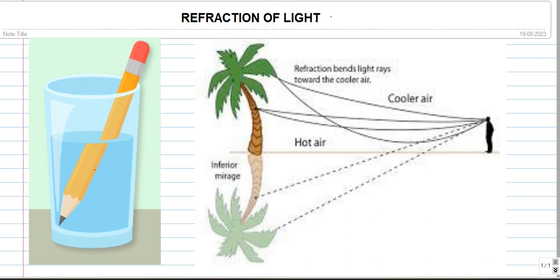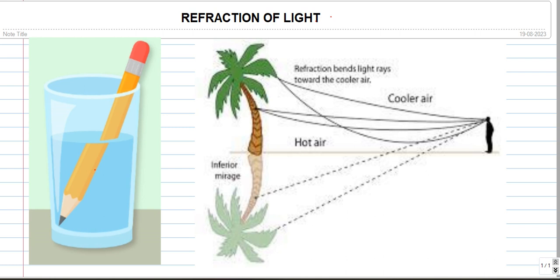Say we have a glass, which means light can pass through that medium. So when it enters this medium, it is going to change its speed, meaning it is not going to travel in the same line as it has traveled in air. So there is going to be a change in the direction of the light ray. So this is what we mean by refraction.